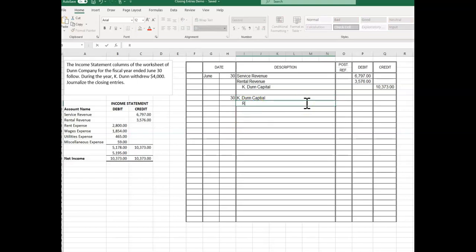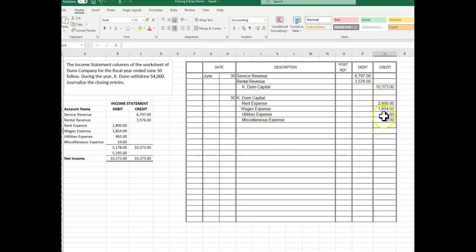The first one we have is rent expense, and we're going to credit that in the amount of $2,800. And then we have wages expense in the amount of $1,854. Utilities expense, $465. And lastly, miscellaneous expense, $59. Okay, so all of those are being credited.